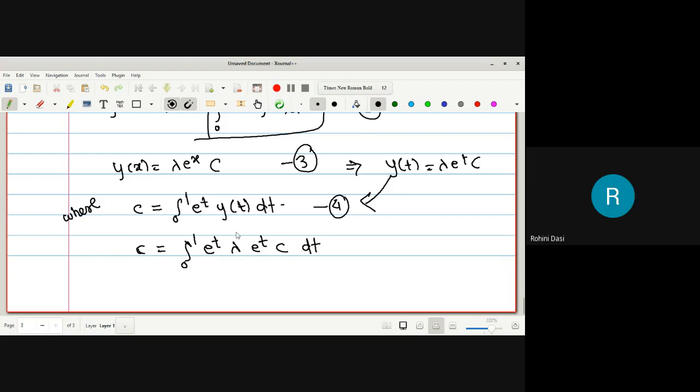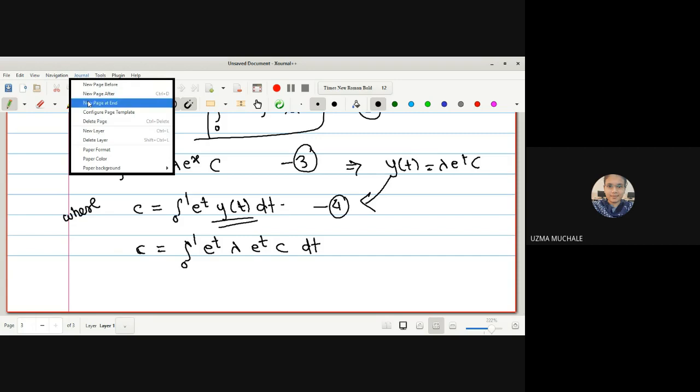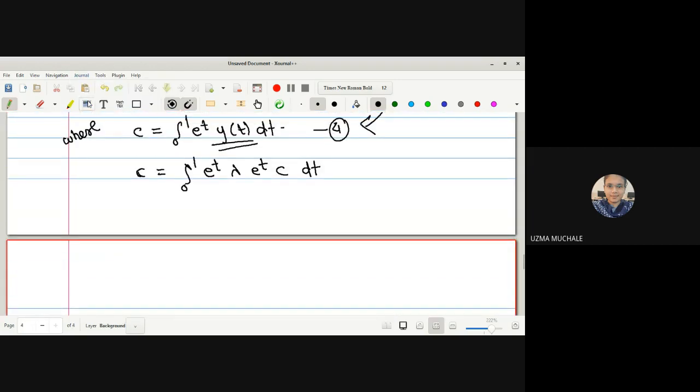No, ma'am. Simply y of t we have to substitute, no? After substituting the value of y of t, we can solve the equation. So c is equal to c times lambda, which we can also take common, integration 0 to 1 e raised to 2t dt. Lambda and c I have taken common, and e raised to t times e raised to t will be e raised to 2t.